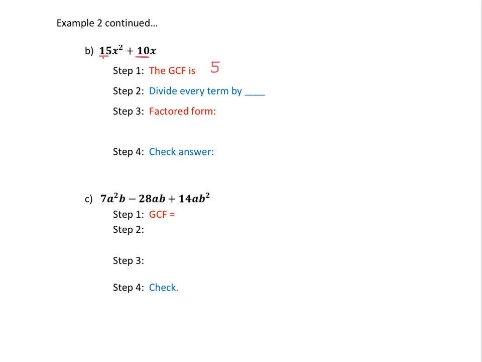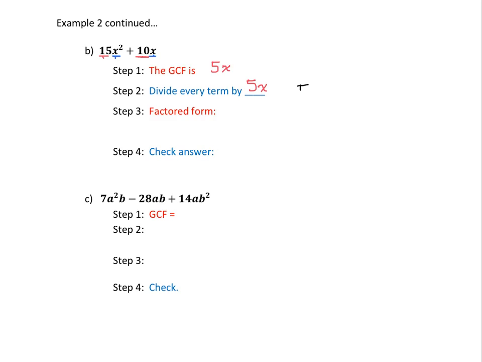Now we look at our variables. The first term has x squared, which means x times x. The second term has just x to the power of 1, which just means x. So the most x's that they share in common is 1x, so we add that to our greatest common factor as a factor. So 5x is our greatest common factor. So we're going to divide every term by 5x, like this.